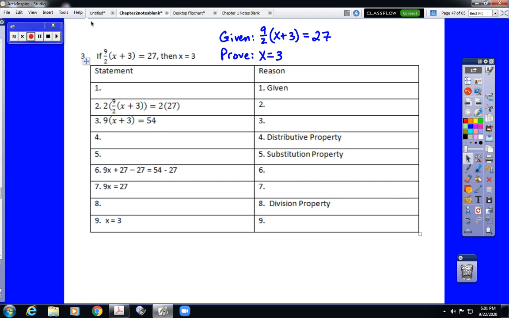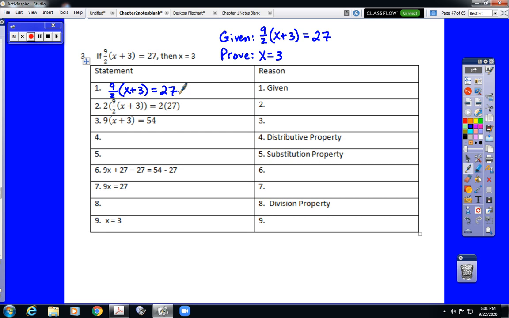Okay. So we start off with our given information, which once again we're stating the equation, which says that 9/2 times the quantity x plus 3 equals 27. Now one downside of the fill-in-the-blank proof is that you have to follow my thinking process. This is not the only way to solve this equation, so it is not the only correct algebraic proof. This is only one possible answer.